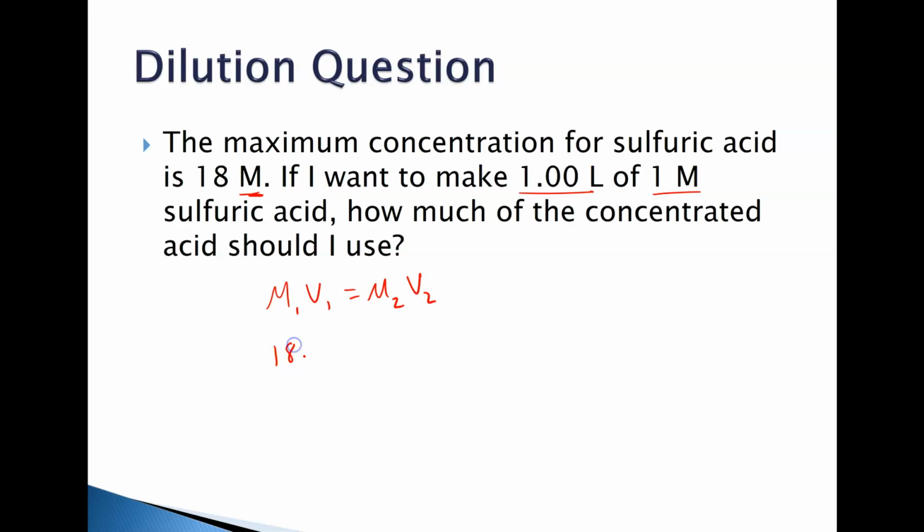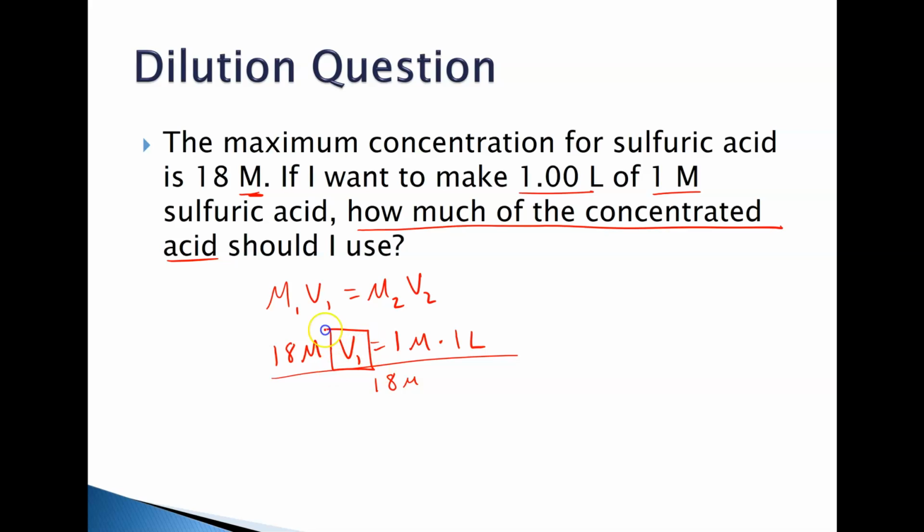My M1 here is 18 molar. I don't know how much of the concentrated acid I need to use. My M2 is 1 molar, and my V2 is 1 liter. Okay, and with significant figures, there would be some added numbers here, but it's 1. To solve this, this is always a one-step solve, which makes this really easy. We're going to multiply out one side. 1 times 1 is always 1. And then we're going to divide by our 18 molar. No matter what we're solving for here, it's going to be a one-step solve. We're going to have one process that we use to get our variable by itself.